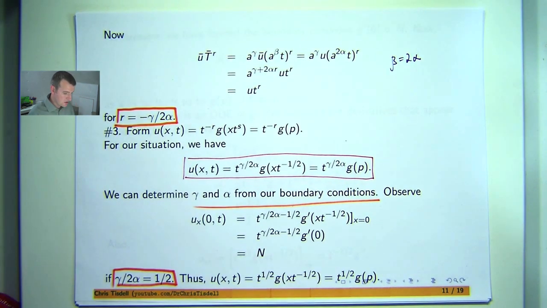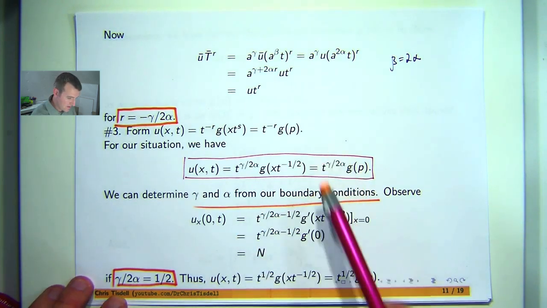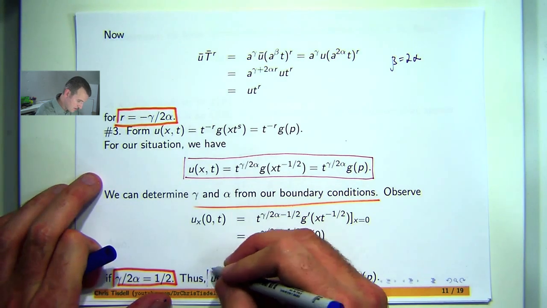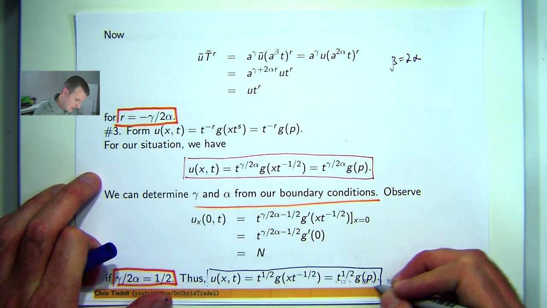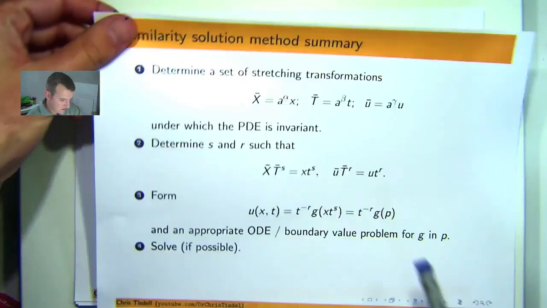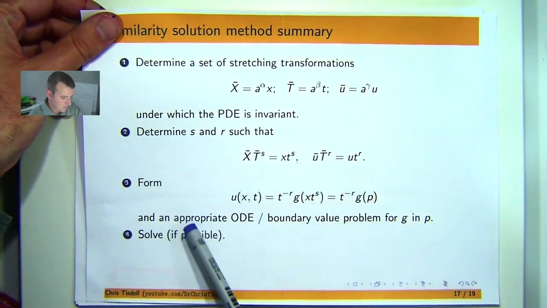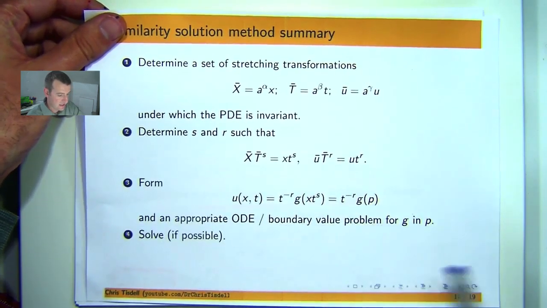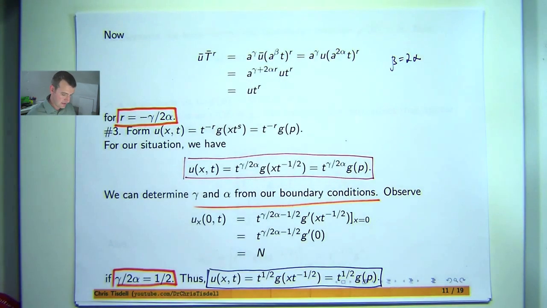Okay, so I can replace this with a half. So I'm feeling pretty good now because I now have the form of solution that we are trying to determine. So we've determined this. What we want to do now is form an appropriate ordinary differential equation involving G and some boundary conditions.